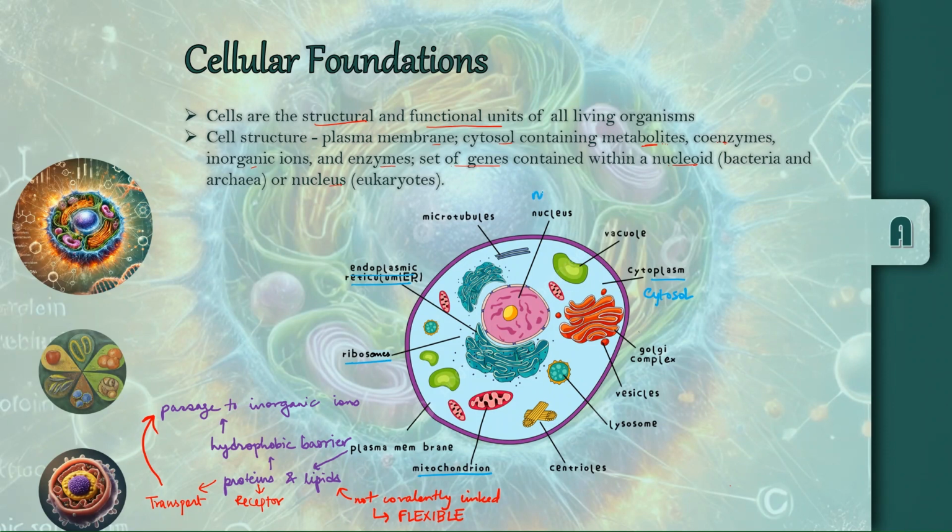The cells also have either a nucleoid or a nucleus. Nucleoid is present in bacteria and archaea and is not separated from the cytoplasm by a membrane, while nucleus is present in eukaryotes and is enclosed within a double membrane nuclear envelope.